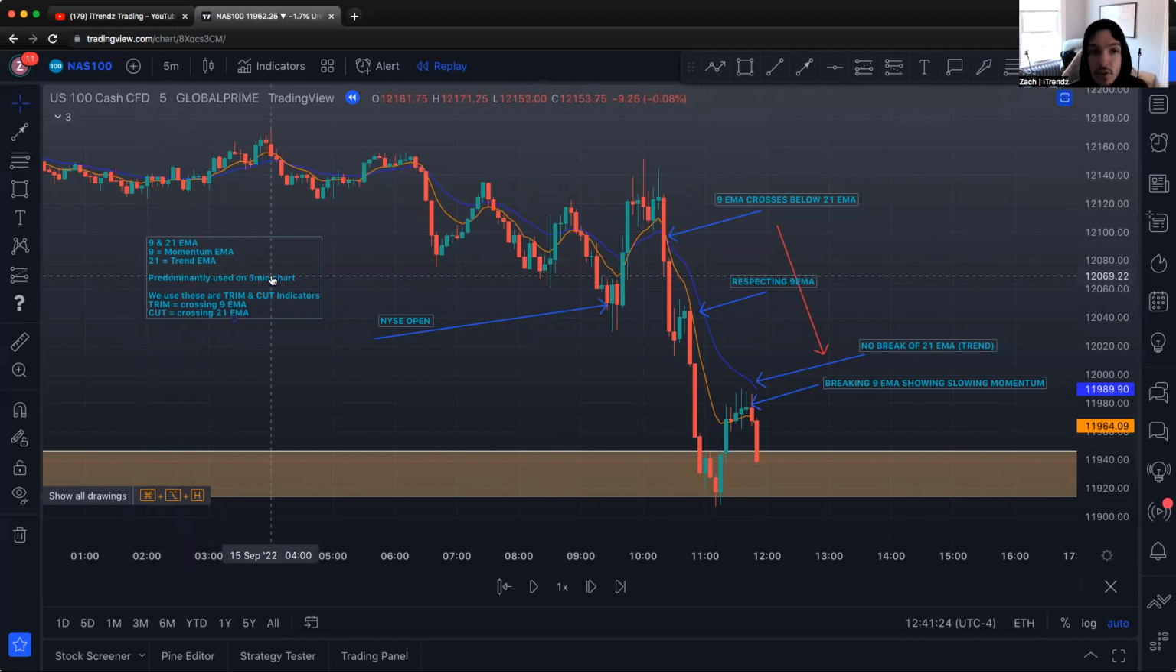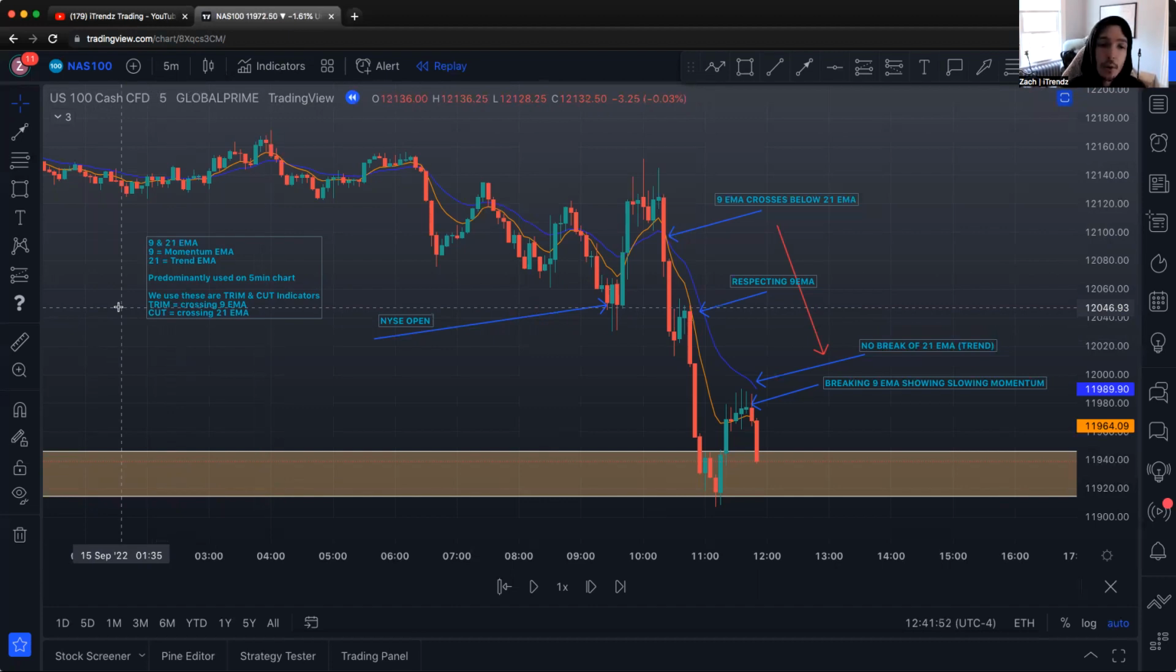So we predominantly use it on the 5-minute time frame. You can see I'm on the 5-minute time frame right here. And we use them as trim and cut indicators. So the trim would be when price is crossing, or at the 9 EMA. If you didn't take profits, say at your support level that you indicated as a take profit, and you're kind of holding for a bigger move and it's coming back to the 9 EMA, once it gets around that 9 EMA, you should consider taking trims there.